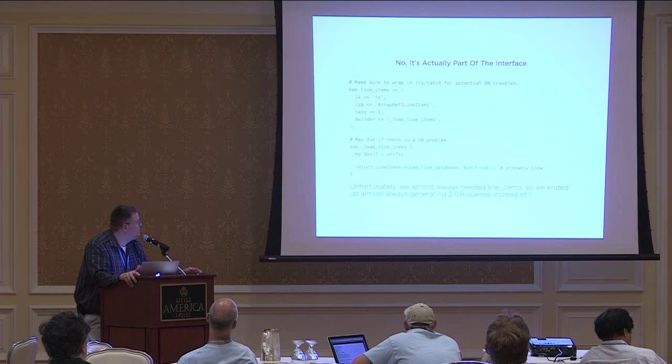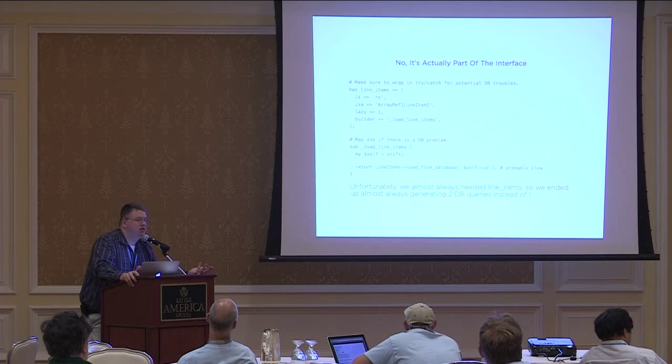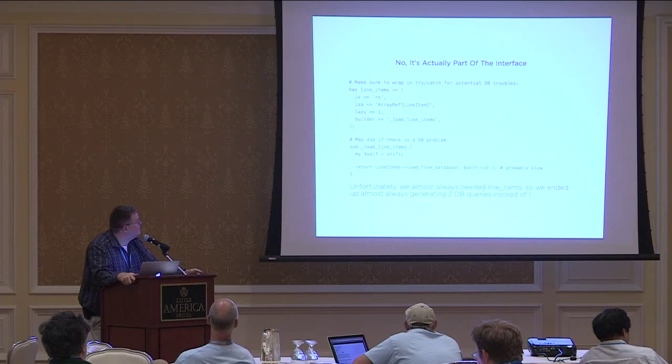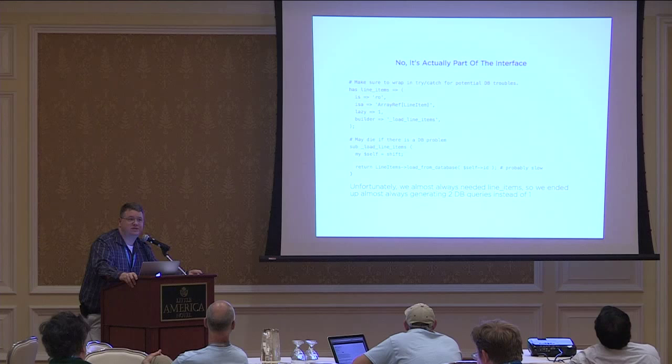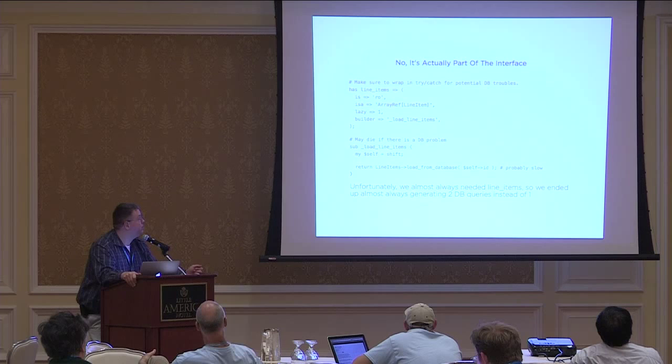The problem is even though it was a little slow, we almost always had to do it anyway. So we had the initial query for the invoice proper, and then you had the secondary query for the line items, and we almost always had to do the line items. So by doing this and thinking that we were super clever by making it a lazy loader, we ended up generating two queries every time we instantiated one of these things. And we could have very easily generated one query instead.